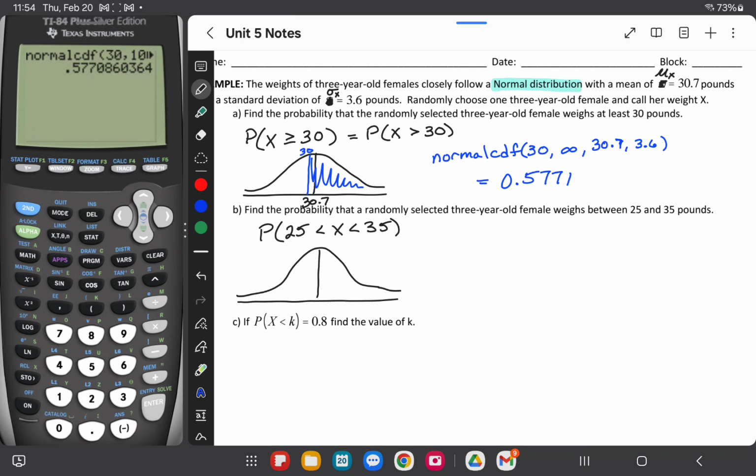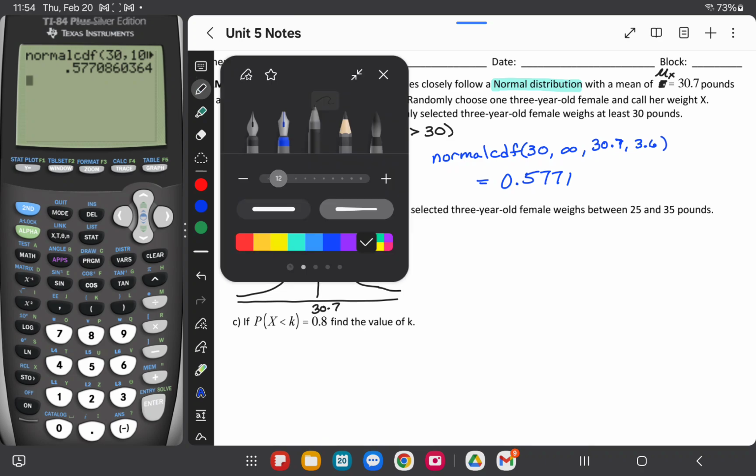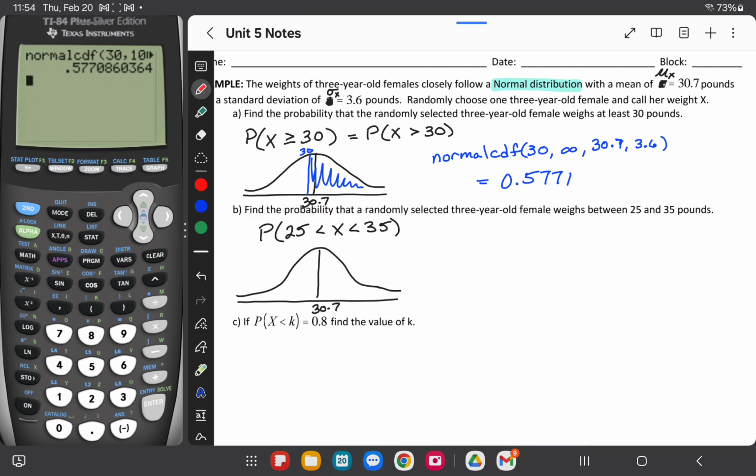So once again, our distribution is still the same. Our mean is still 30.7, but now we're looking at a slightly different set of values. We're now looking at from 25, which would be somewhere over here on the left, over to 35, which would be somewhere over here on the right of our mean. And then we're looking at the area in between those two values.